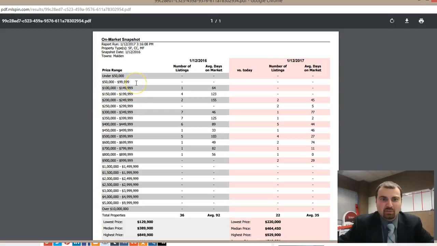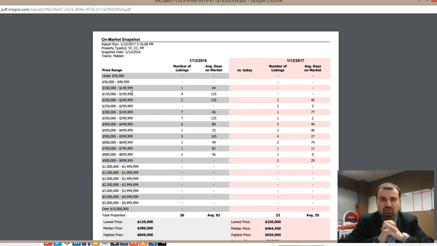So this time around, we have some new software I wanted to try out. Wanted to give you another market snapshot of Malden, Massachusetts. So here we go. This time you can actually see the visual as I'm talking about it on the screen. So you can see today's date, January 12th, right? And you can see this time last year in 2016.